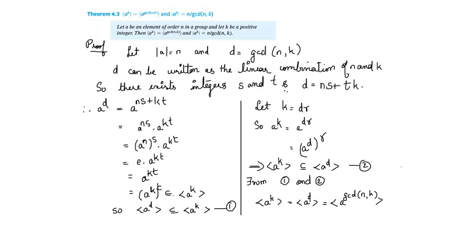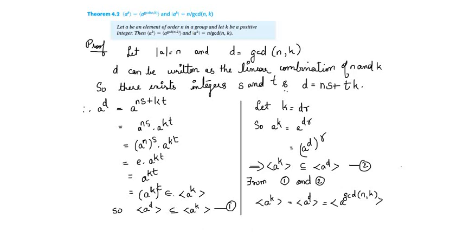Continuing with chapter 4, moving on to the next theorem. The next theorem establishes a relationship between the order of an element and the order of a group. That is what we want to find, the relationship.